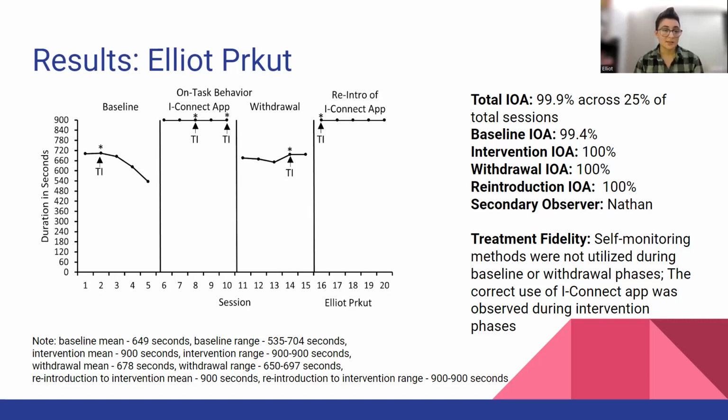We can see that my baseline mean was 649 seconds. It was trending downward at this time. When I moved into the intervention phase, I was pretty stable at 900 seconds. When I moved back to the withdrawal phase, we dropped down to just above my baseline mean at 678 seconds. And then with the reintroduction of the iConnect app, I also was consistent at the full 15 minutes or 900 seconds.